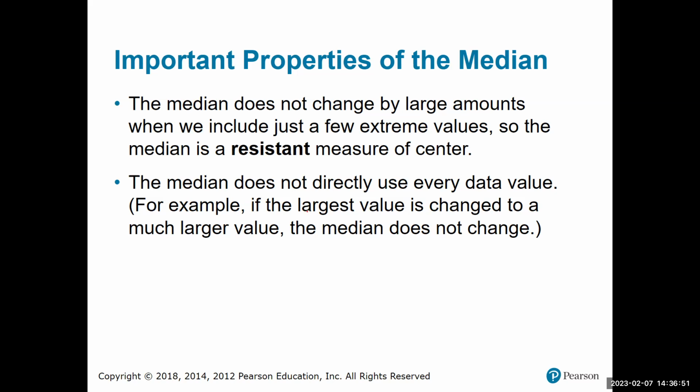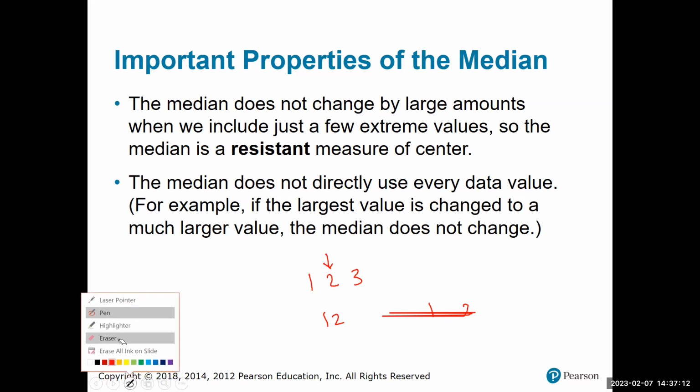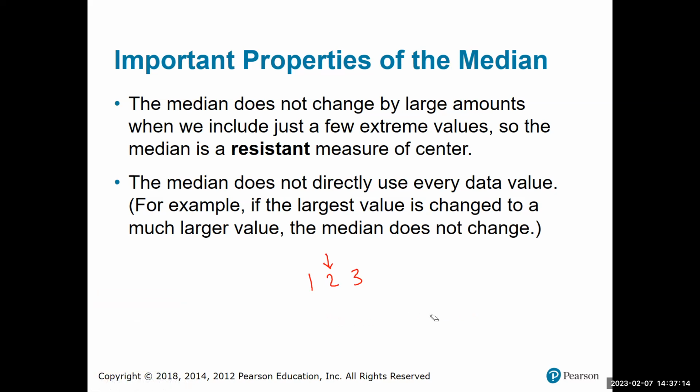The median does not directly use every data value. For example, if the largest value is changed to a much larger value, the median doesn't change. So what they're saying is if you have 1, 2, 3, the median is 2. But if we change it to 1, 2, 100, right? 100 is your outlier there. The median is still 2.